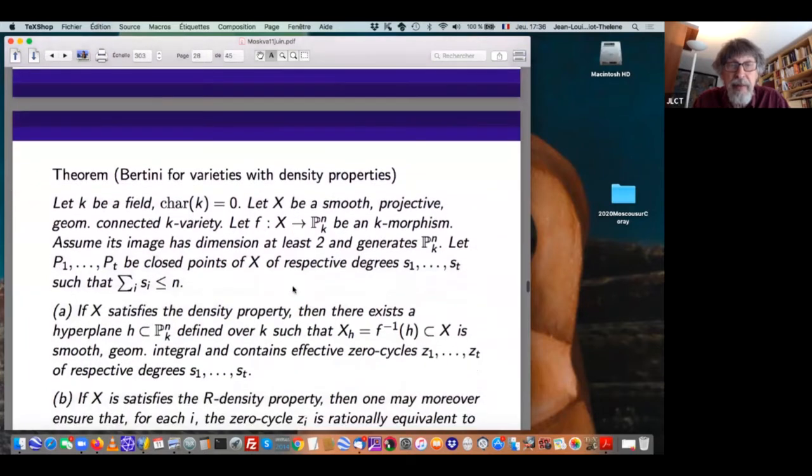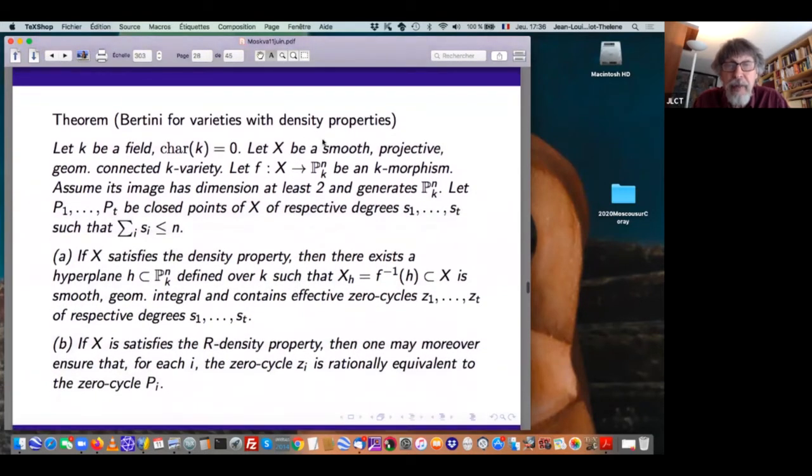Okay, now here's the Bertini theorem for varieties which have density properties. So we take a field of characteristic 0, we take just the same situation as before: smooth projective X, a morphism, an image of dimension at least 2, which generates P^n_K, and we take closed points of respective degrees s_1, ..., s_t, such that the sum of the degrees is at most n. Then if X satisfies the density property, then there exists a hyperplane H over K, whose inverse image is smooth geometrically integral, and which contains effective zero cycles Z_1, ..., Z_t of respective degrees s_1, ..., s_t.